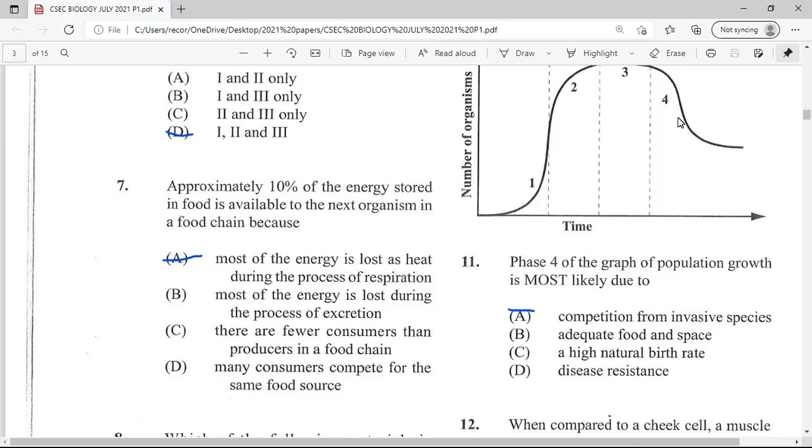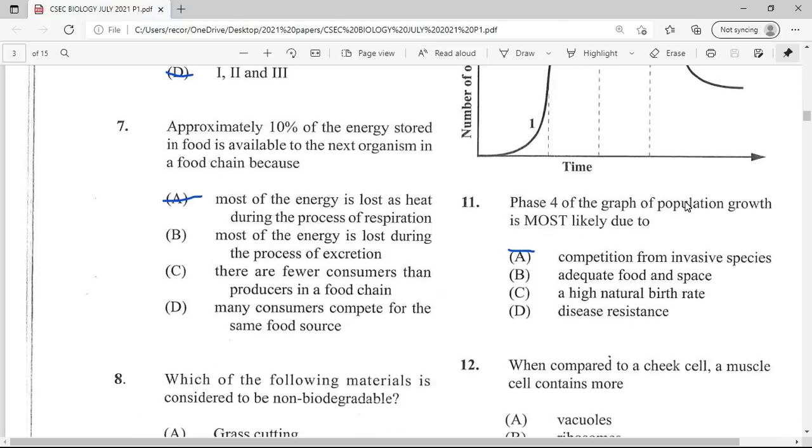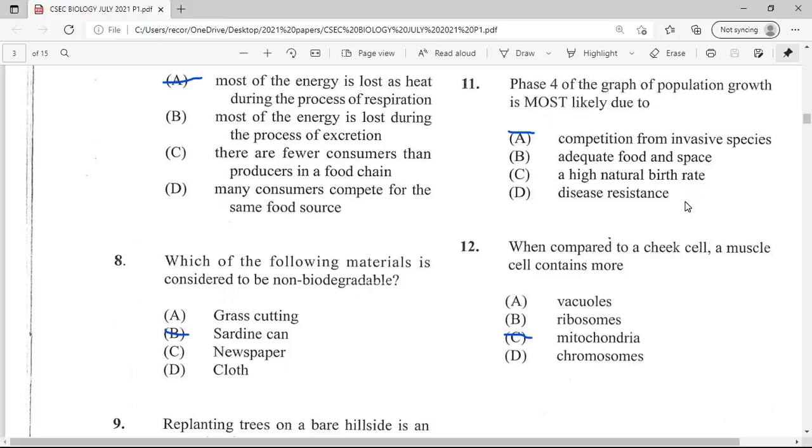Now, adequate food and space. If you have adequate space, that is not a resistance, so you're going to be growing. Adequate food is not going to be a resistance, so you're going to be growing. High natural birth rate will go between 1 and 2 here, where we have the exponential growth phase, so that is definitely not it. Disease resistance: if you have resistance, you have no environmental threat or no environmental resistance. So A is also the most plausible answer. That was question number 11.